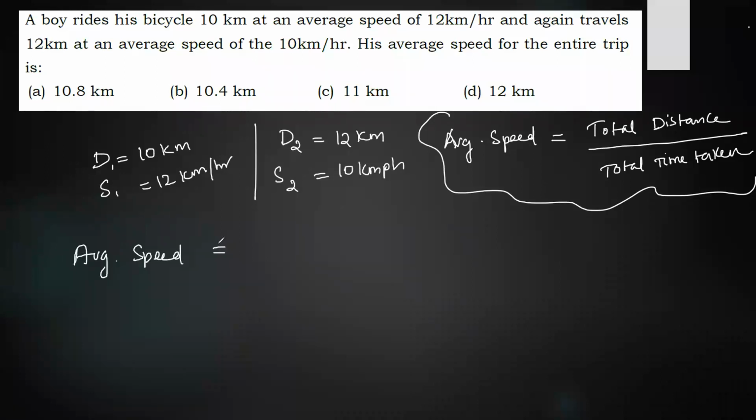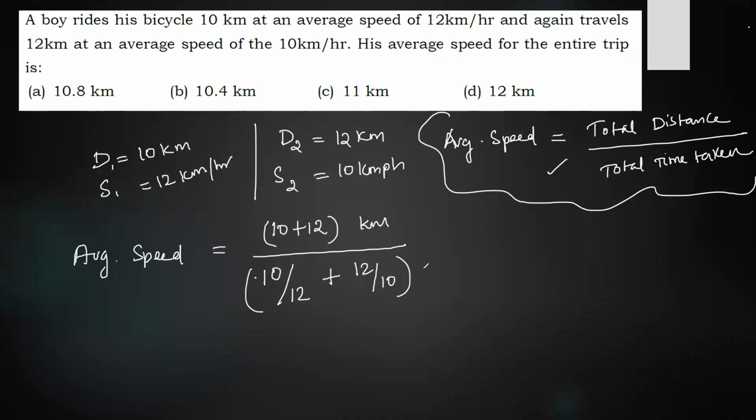So average speed equals total distance by total time taken. Total distance is 10 plus 12, divided by total time taken. What is the formula for finding the time? Distance by speed, right? Here also distance by speed. The time is in terms of hours, so you will get the speed in kilometers per hour.